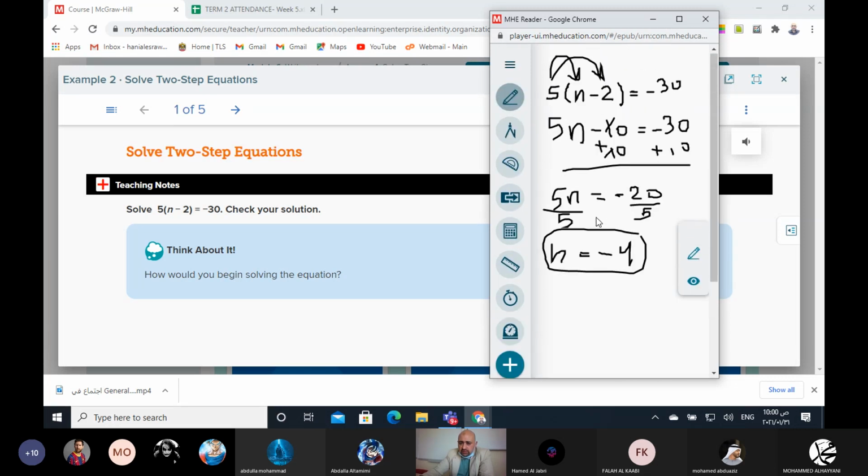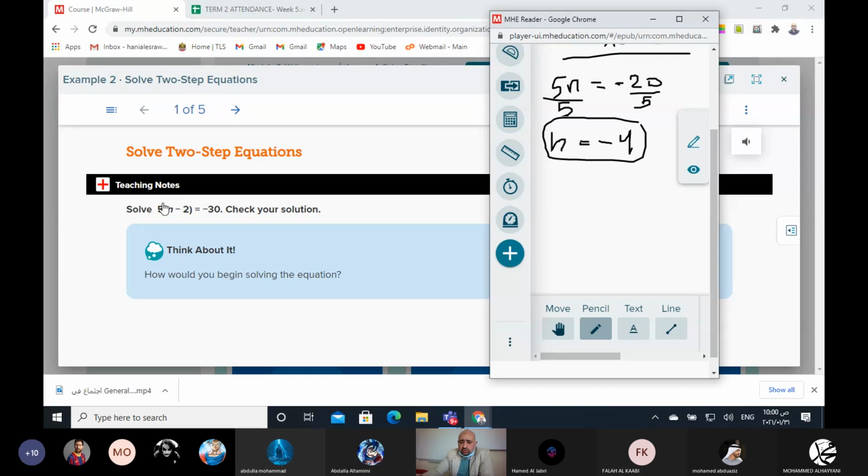How to check if we have the right solution or not? Go back to the same equation. We have here 5, multiply between parentheses, and the value of n now will be minus 4, minus 2. Is it equal minus 30? Now minus 4, minus 2, minus 6 times 5 will be here minus 30. Is minus 30 equal minus 30? Yes, true. So this is the true solution.